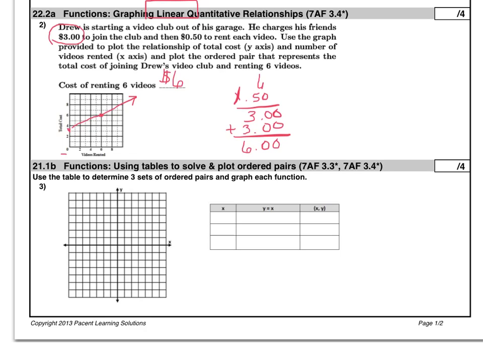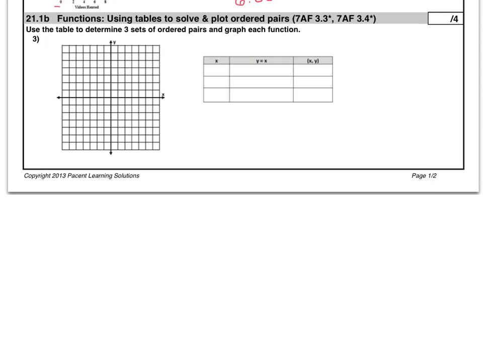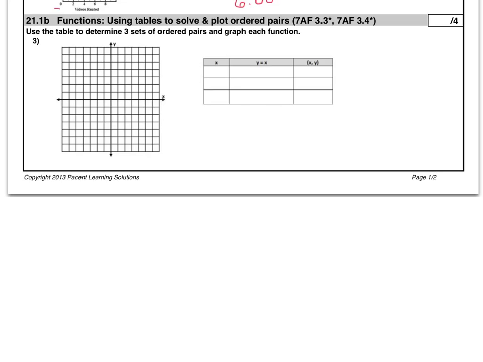All right, let's take a look at number 3. So number 3 says, use the table to determine 3 sets of ordered pairs and graph the function. Okay, now if you don't like what they're doing here, you can make your own XY chart. It's totally fine. In fact, that's what this column here is. It's the XY chart, okay?